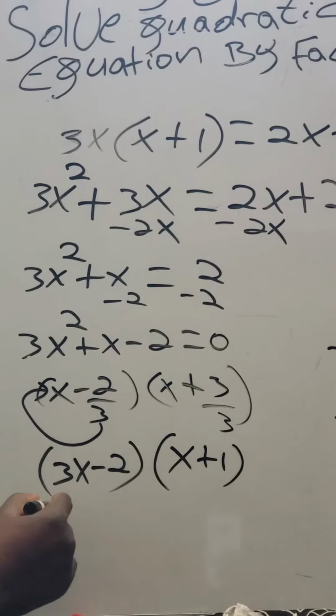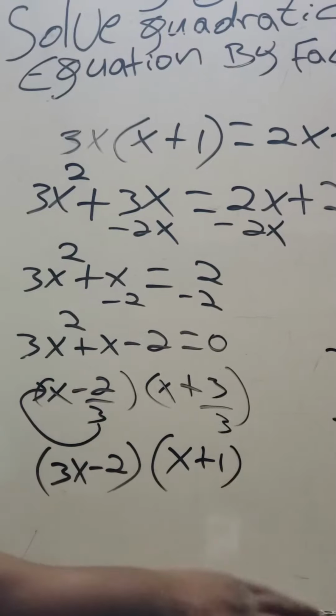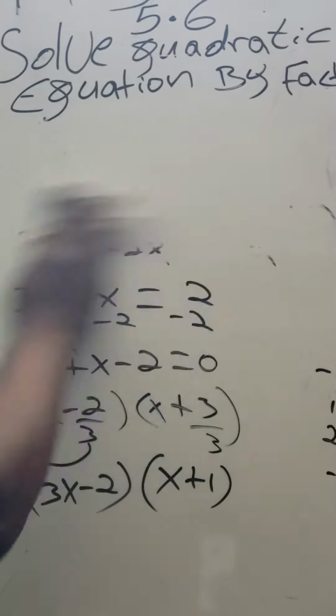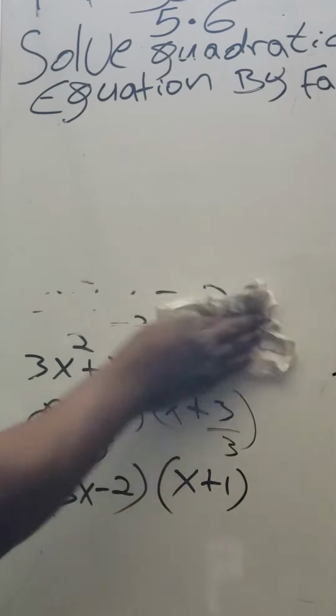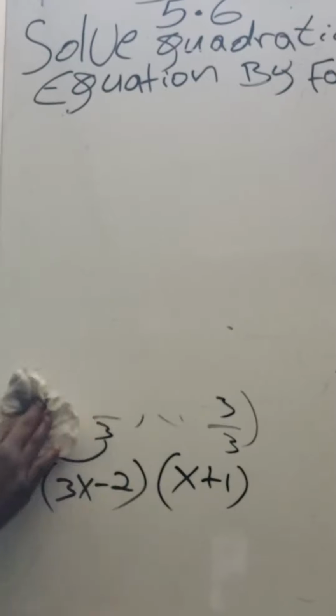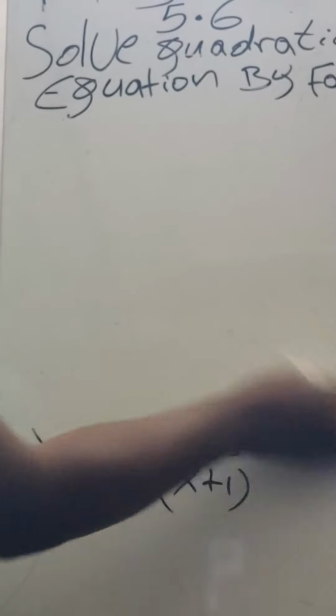But now the next thing, you have to set each one equal to 0. So I'm going to have to erase some stuff from the top so we can continue with the problem. Okay, so erase all that. All right, so then what we're going to do is set each parentheses equal to 0, so 3x minus 2 equals 0, and then x plus 1 equals 0.